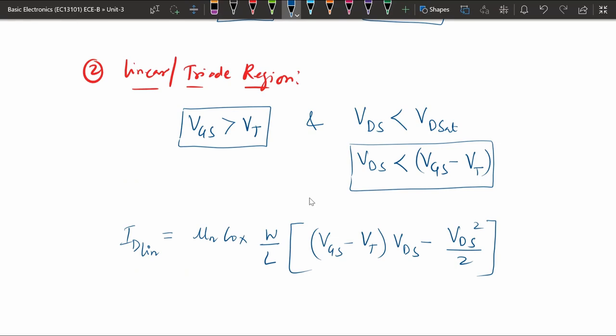As the MOSFET operates in the linear region, the current will be given by this expression. Here mu n is the mobility. If it is an N channel MOSFET, it will be mu N, and if it is a P channel MOSFET, it will be mu P, the mobility of hole and the mobility of electron. So mu N Cox W by L into VGS minus VTH into VDS minus VDS squared by 2. This is the current equation in the linear region.